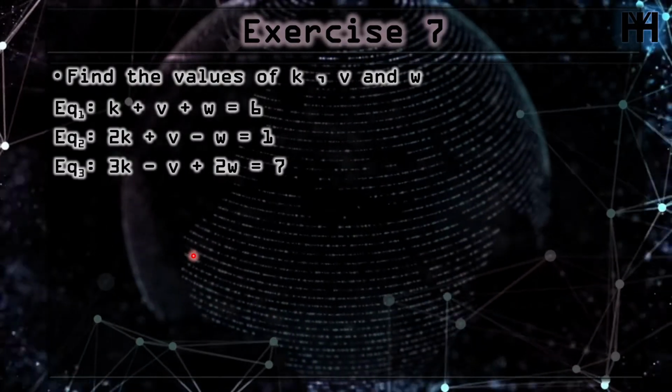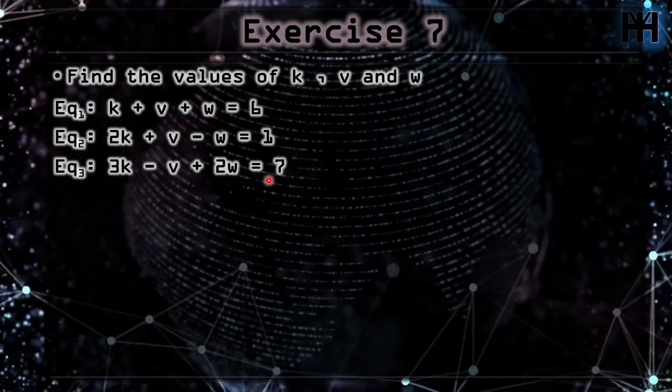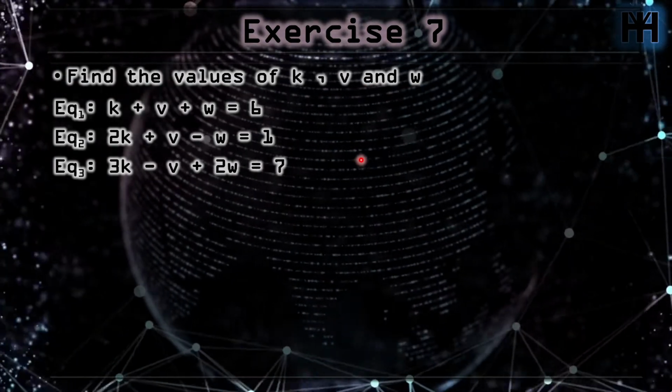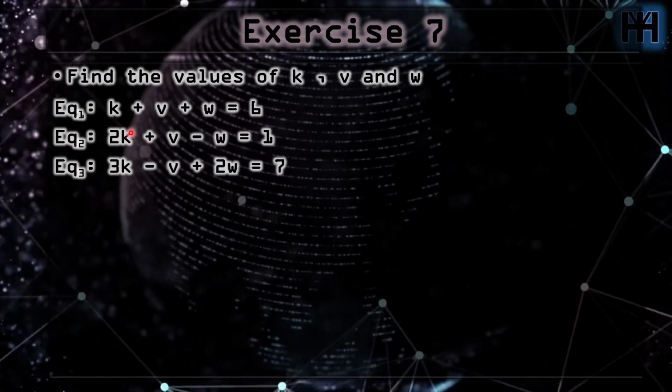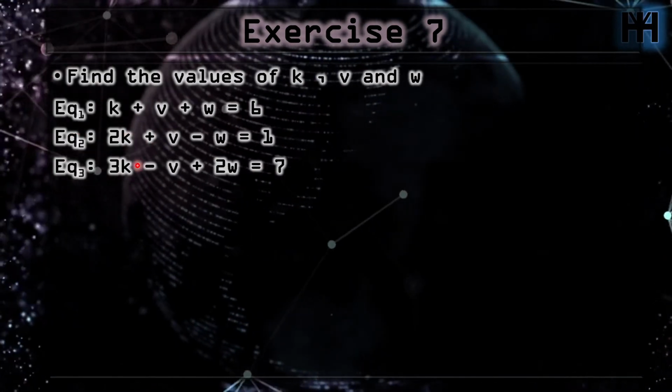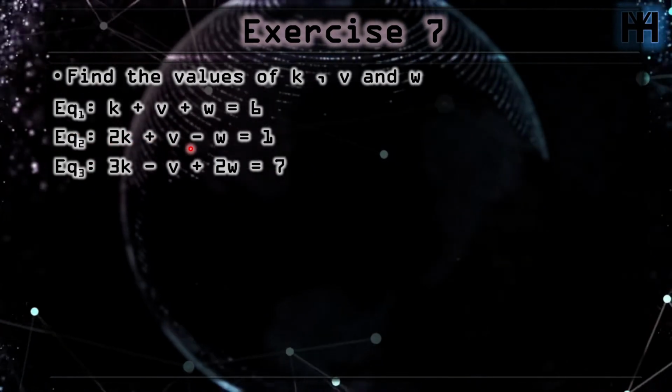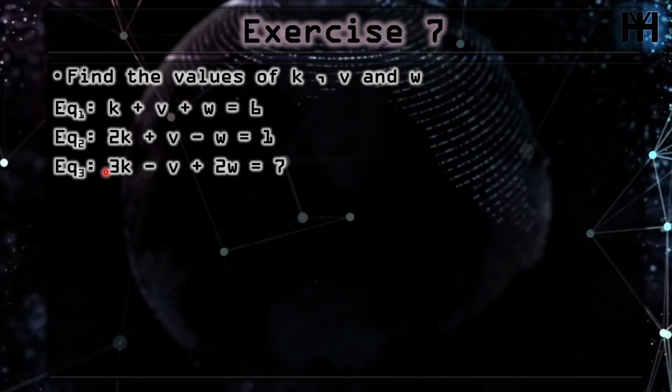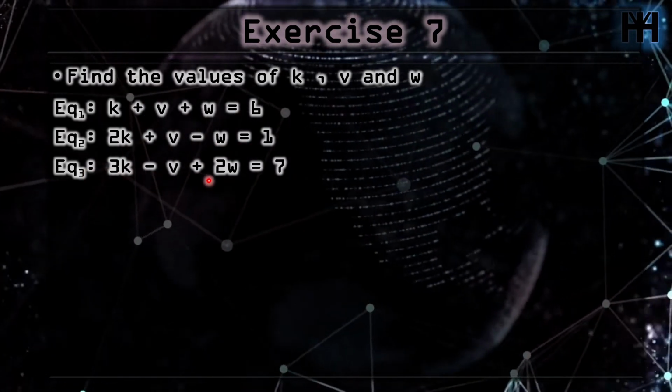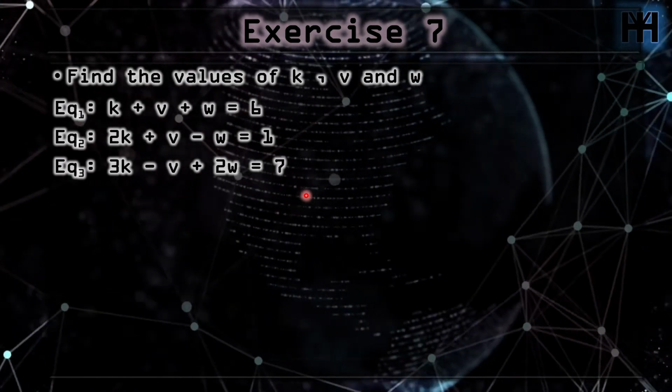Exercise 7. Find the value of k, v, and w. We have equation 1, k plus v plus w equals 6, and equation 2, 2k plus v minus w equals 1, and equation 3, 3k minus v plus 2w equals 7.